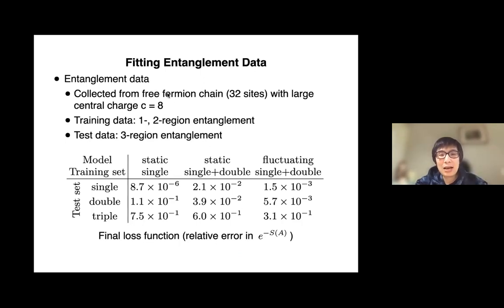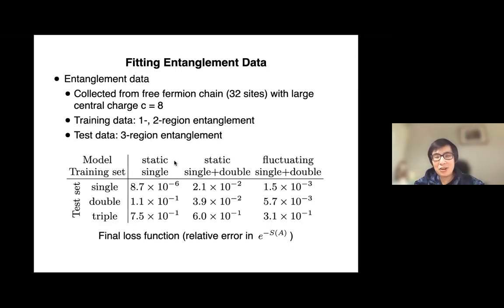The entanglement data we collected from some free fermion chain with 32 sites with a rather large central charge. We use multiple copies of the Majorana fermion chain such that the central charge is large. The reason that we use a larger central charge is we hope that we are not too far away from the classical gravity limit, such that we only model this perturbative fluctuation on top of the background geometry. So we can have different models. Indeed, we can turn off our fluctuation, although we have a generative model for the background geometry, but we can choose not to use that.